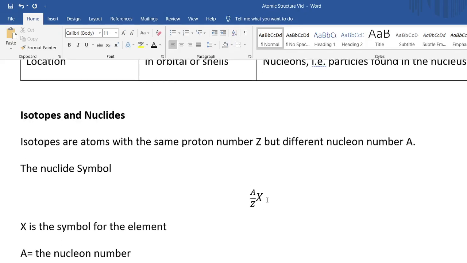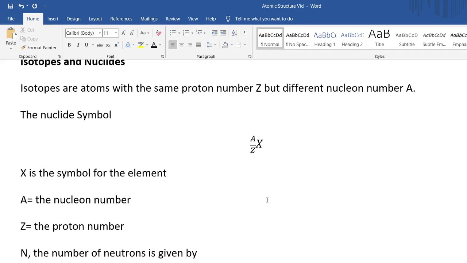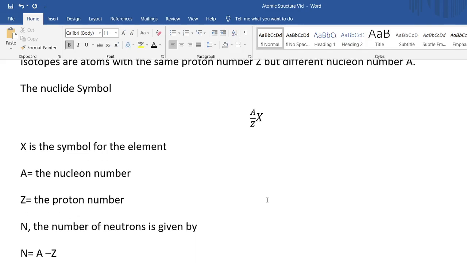In terms of how we would represent an atom, we'll write it in the form of X, A, Z, where X is the symbol of the atom, A is your mass number, and Z is your proton number. To calculate the number of neutrons, you subtract the atomic number from the mass number.